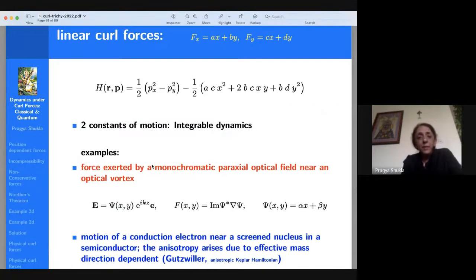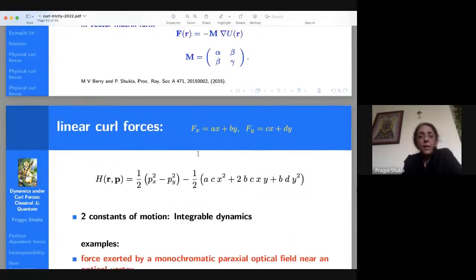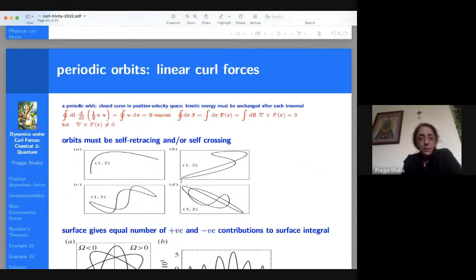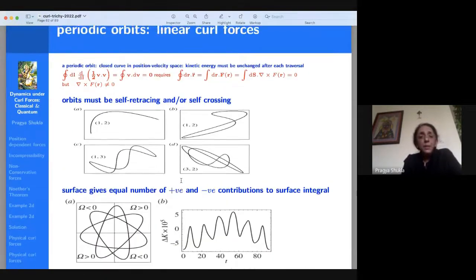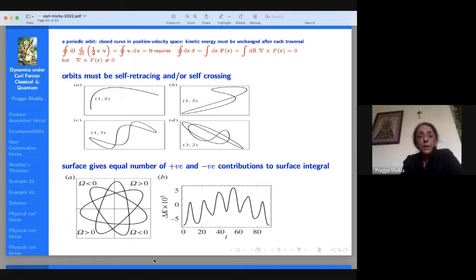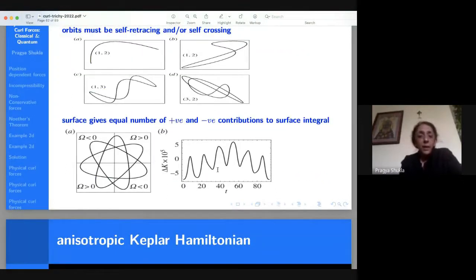This case we have discussed in this paper in great detail. You can look at it. There are some cases we have discussed. The special case of these Hamiltonian curl forces is that the periodic orbits you can study, but they have special nature. They should be self-retracing and self-crossing. And there are other special features of these periodic orbits. These are not the periodic orbits of the standard Hamiltonian type.